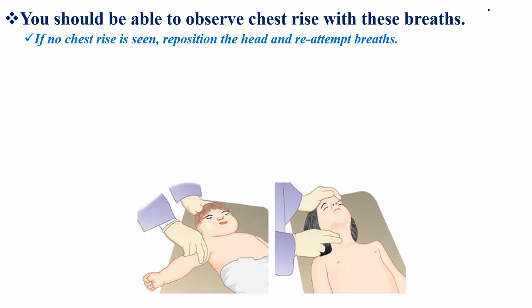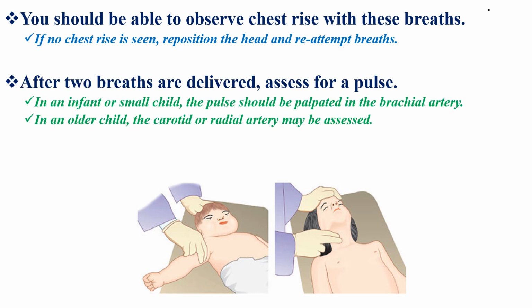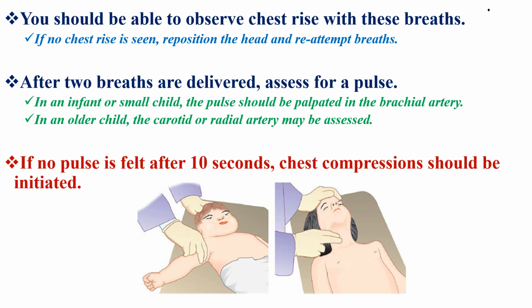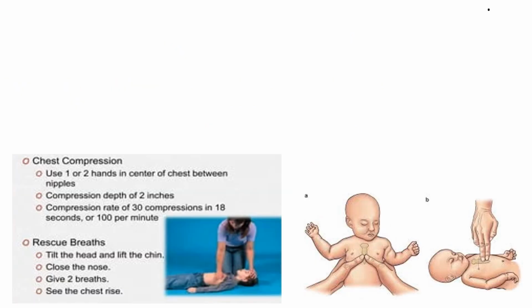You should be able to observe chest rise with these rescue breaths. If no chest rise is seen, reposition the head and reattempt the breath. After 2 breaths are delivered, assess for a pulse. In an infant or small child, the pulse should be palpated at the brachial artery. In older children, the carotid or radial artery might be assessed. If no pulse is felt after 10 seconds, chest compression should be initiated. So, if a pulse is not detected after rescue breathing, start chest compression.